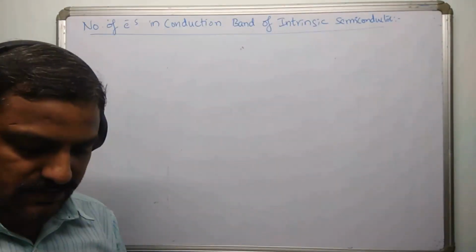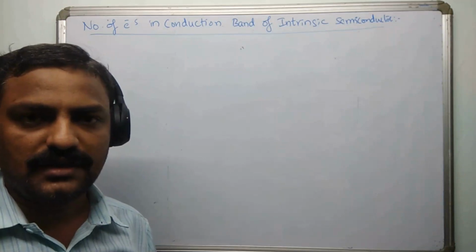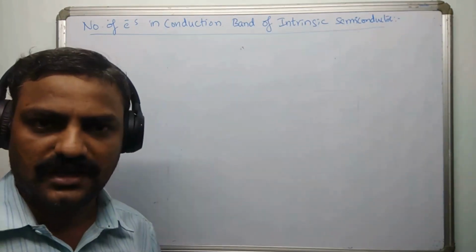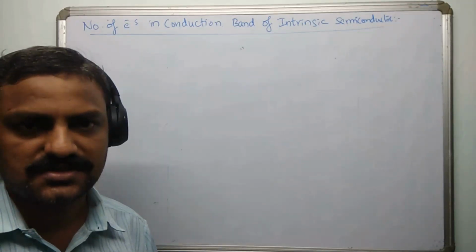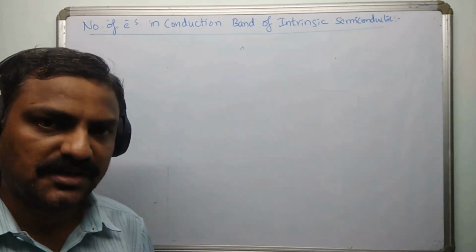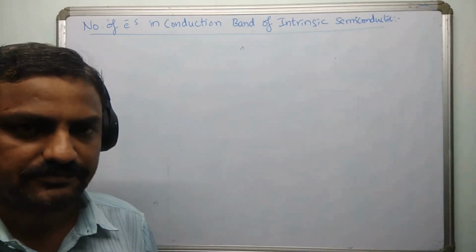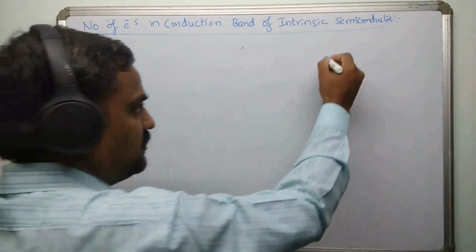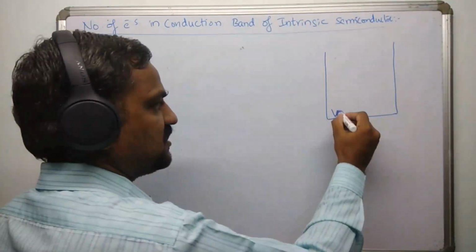In order to calculate this, first of all, we should know how many available states there are for the electron inside the conduction band. And later, if you multiply the states with their corresponding probability of occupancy, we can get the number of actual electrons present over there. Let us suppose that you have a box, a solid, in which some seats are there.